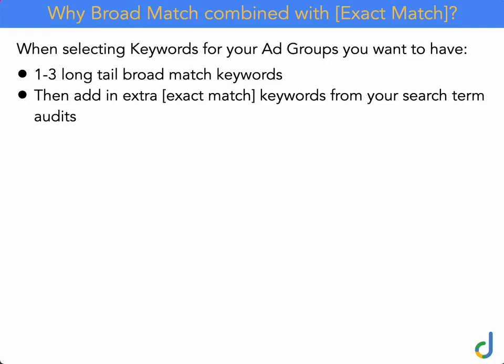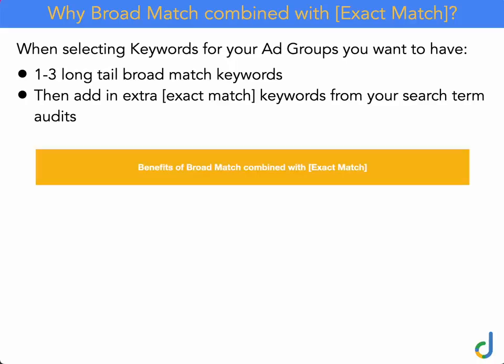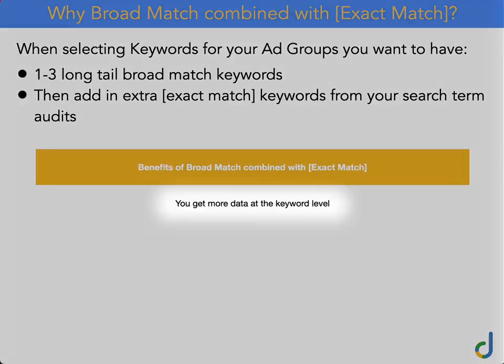Now let's talk about why you want to have broad match combined with exact match. And the reason for that is, as I said, I have 1 to 3 long tail broad match keywords, remembering them all having 4 or 5 words in them. Then add in extra exact match keywords from your search term audits. And the benefits of that is this. Firstly, you're getting more data at a keyword level.